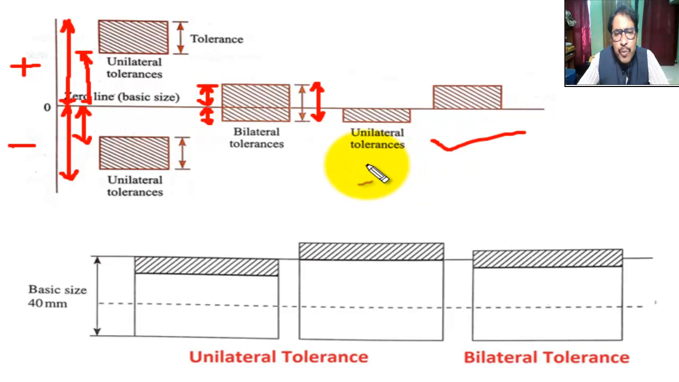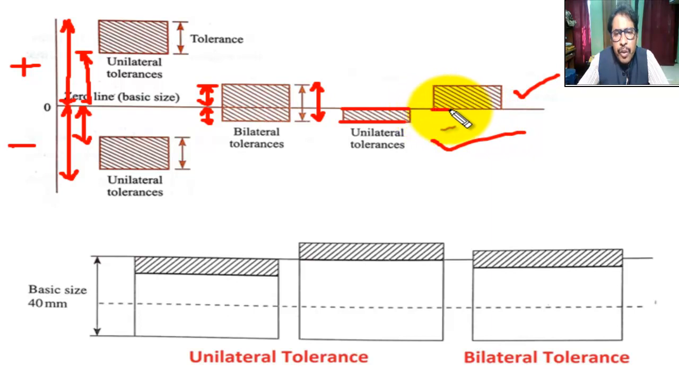This is also unilateral tolerance. Here the upper limit is 0, 0. That means the upper limit is the basic size. This is the lower limit, below the basic size. In this case, this is also unilateral tolerance.